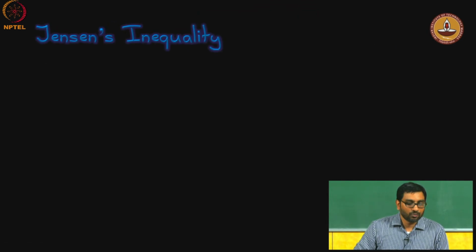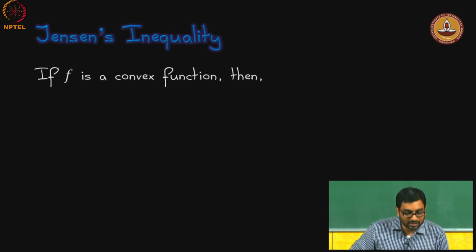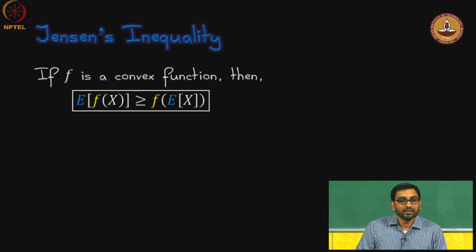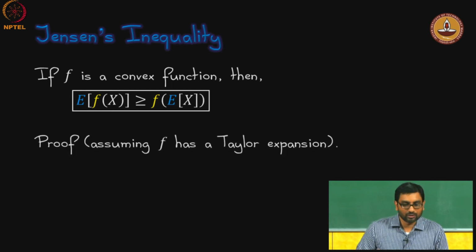Okay. So, what does Jensen's inequality say? If f is a convex function, then the expectation of f of x is at least f of the expectation of x. Okay. So, this is a quite fundamental inequality that shows up every once in a while. And so, let us quickly look at the proof.